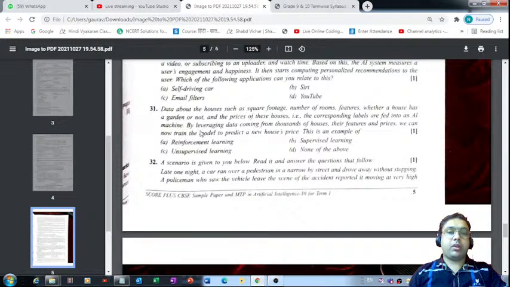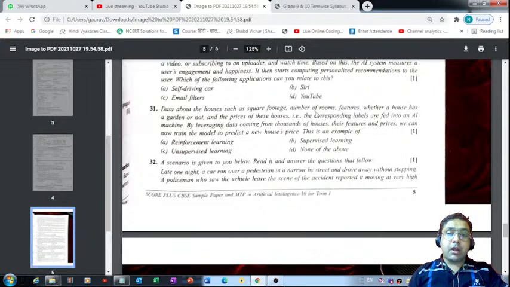By leveraging data coming from thousands of houses, their features and prices, we can now train the model to predict a new house's price. This is an example of what? Reinforced learning, supervised, unsupervised, or none of the above. You tell me what is the correct answer of this. Of course, you're right. The correct answer of this one is supervised learning.